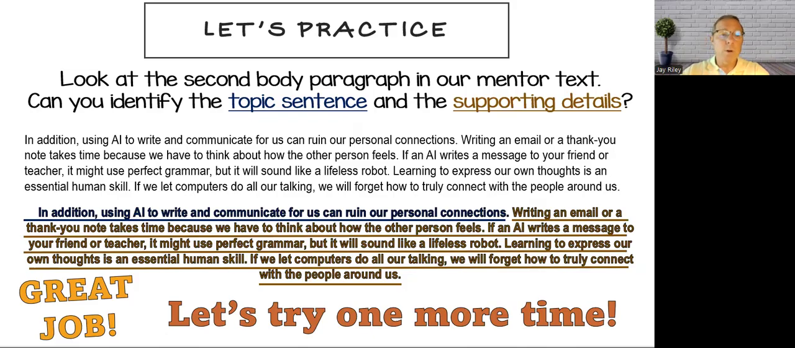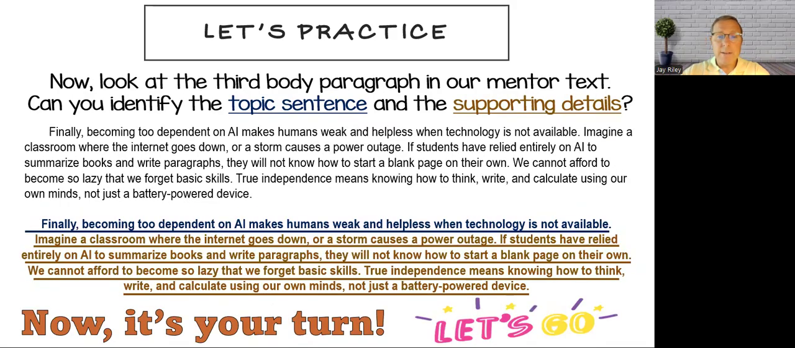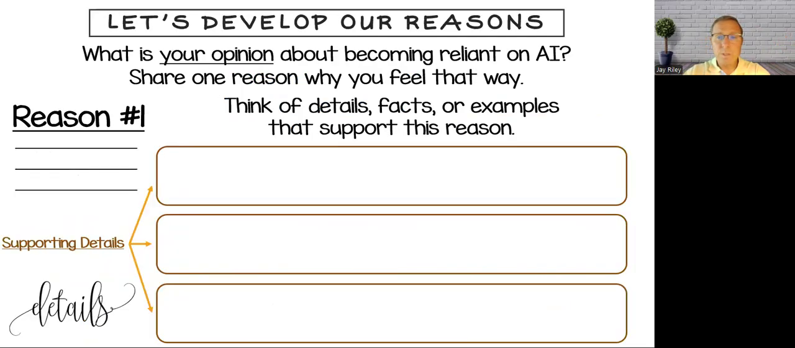Now let's take one more look at that third body paragraph. We can see here that first sentence: becoming too dependent on AI makes us weak and helpless when technology is not available. That's right there in that first sentence. The rest of the paragraph gives us more details and examples related to that.